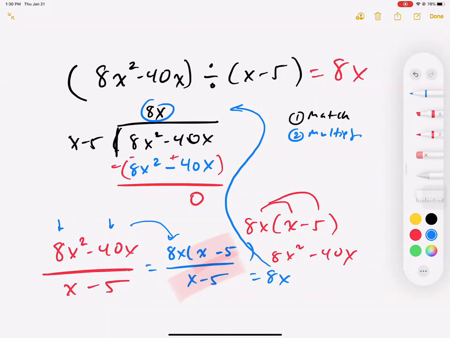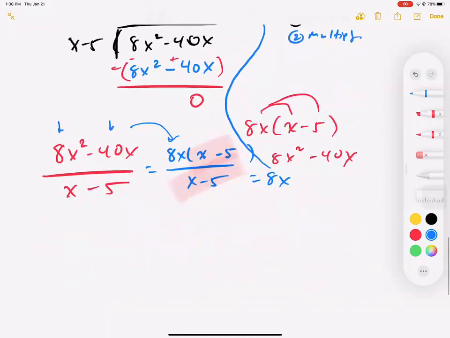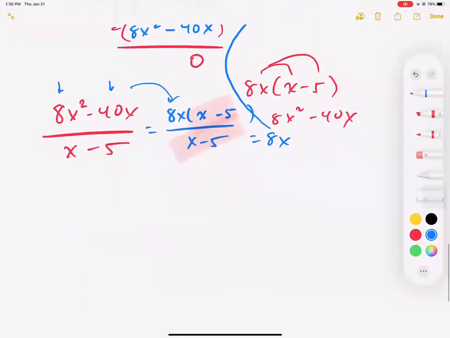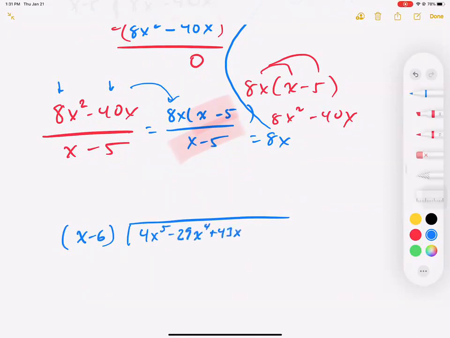So let's go ahead and do one large problem here. This is going to be a large one, and this might have a remainder fraction. So let's go ahead and talk about what the remainder fraction is. It's going to say x minus 6. I'll set it up, and we're going to divide this by 4x to the 5th minus 29x to the 4th plus 43x cubed plus 68x squared minus 59x minus 6.